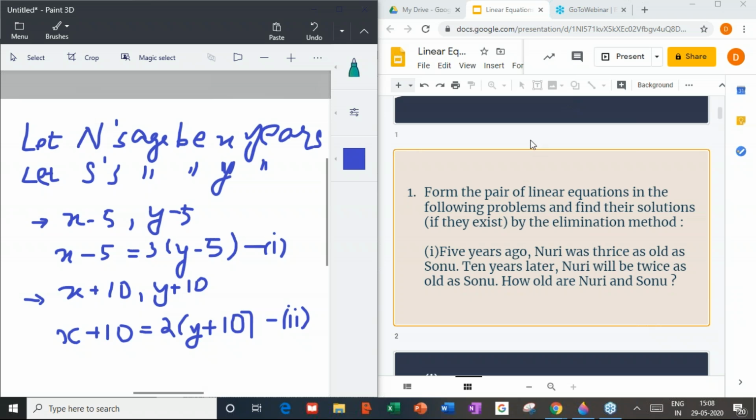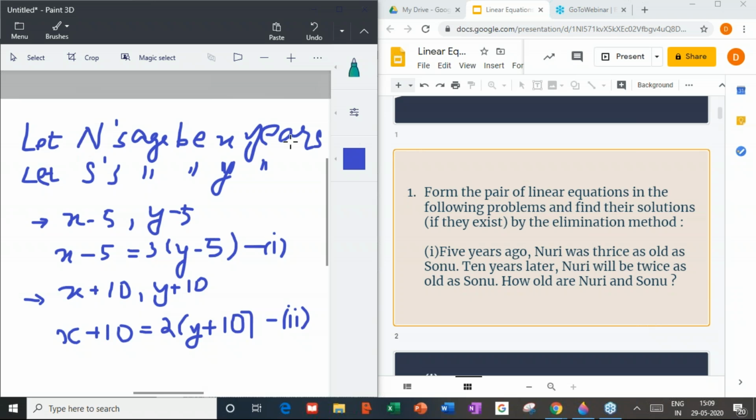So we are doing the first question. I took up an age problem. If you want, I'll give you a recap. So 5 years ago, Nouri was thrice as old as Sonu. 10 years later, Nouri will be twice as old as Sonu. How old are Nouri and Sonu is the question.